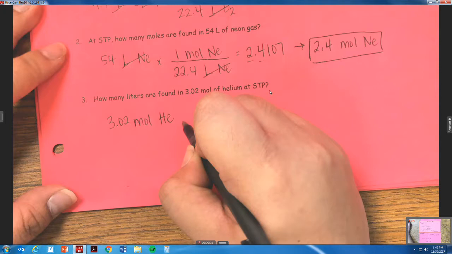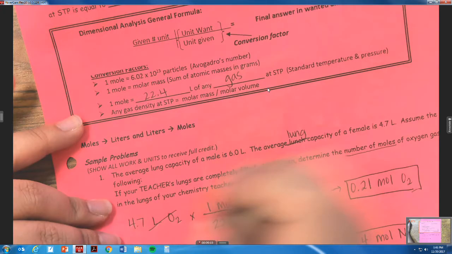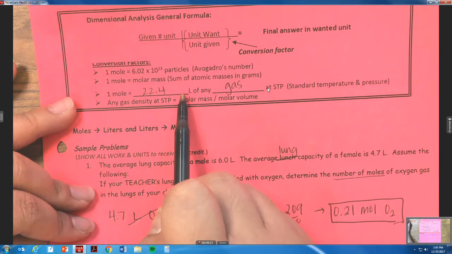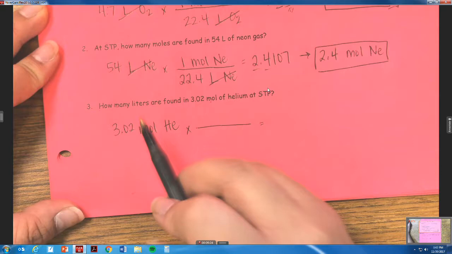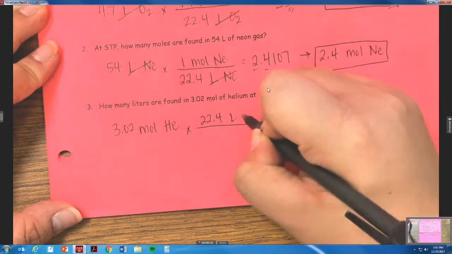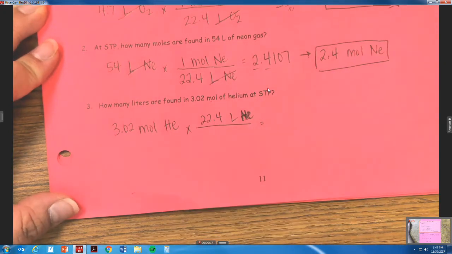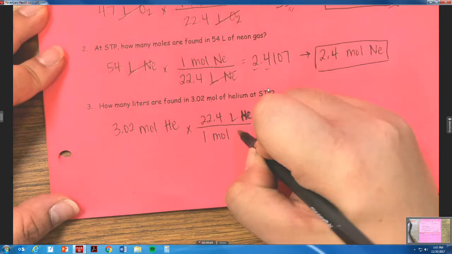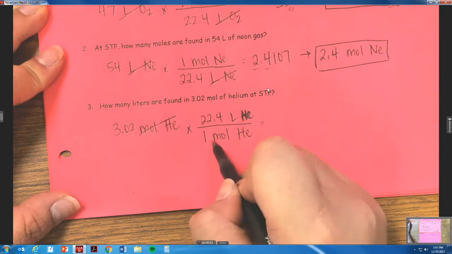Okay, and then we're going to multiply that with our conversion factor. So remember, if we're going from moles to liters, then our conversion factor is going to be 1 mole equals 22.4 liters. Okay, so remember, what we're looking for is going to go on top. So in this case, we're looking for liters. So this time, 22.4 liters is going to be, oh, we are looking for helium, not neon. Okay, so 22.4 liters is going to be on top, and then our 1 mole is going to be on bottom.